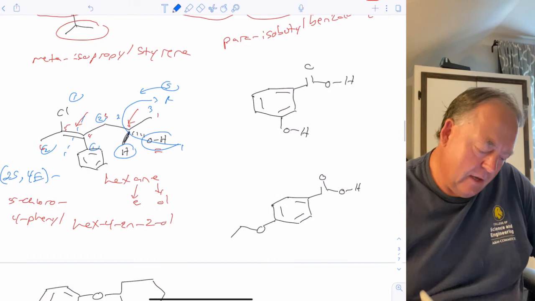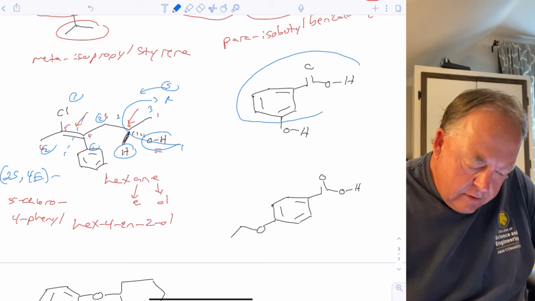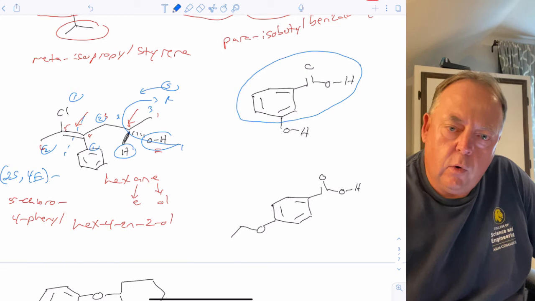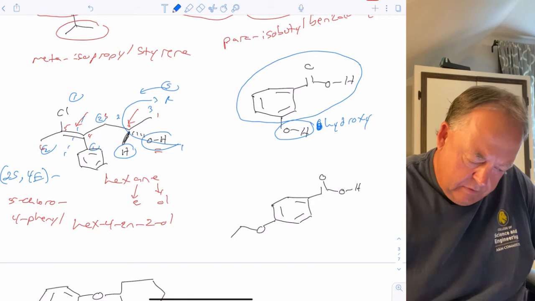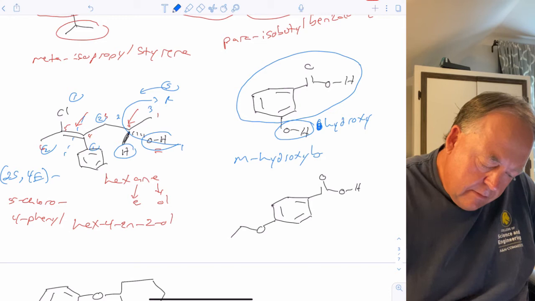Okay, I threw this one in with two functional groups, carboxylic acid and alcohol. The carboxylic acid has priority because it's got more oxygens. So what do you do with OH if it doesn't have priority? If OH is a substituent, then you call it hydroxy. So this would be m-hydroxybenzoic acid.